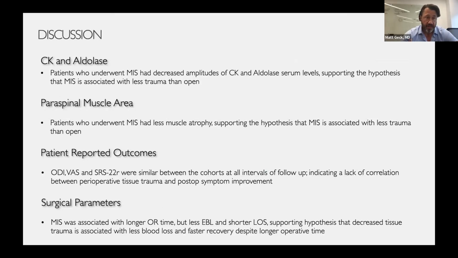So in terms of our final results, they had really less tissue trauma by serum levels of some indicators. The paraspinal muscle areas had less loss of muscle bulk, although they both had a little bit, probably having to do with having had a surgery. And outcomes were the same. MIS took a little longer, but less blood loss and shorter length of stay.